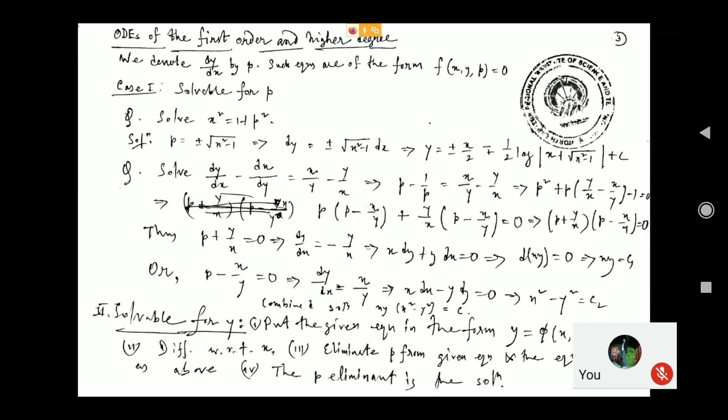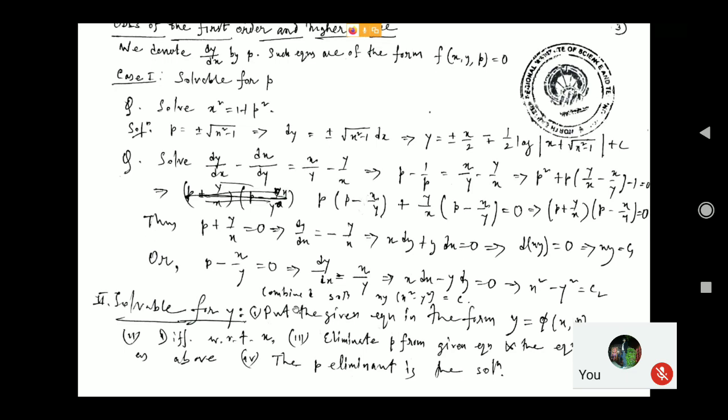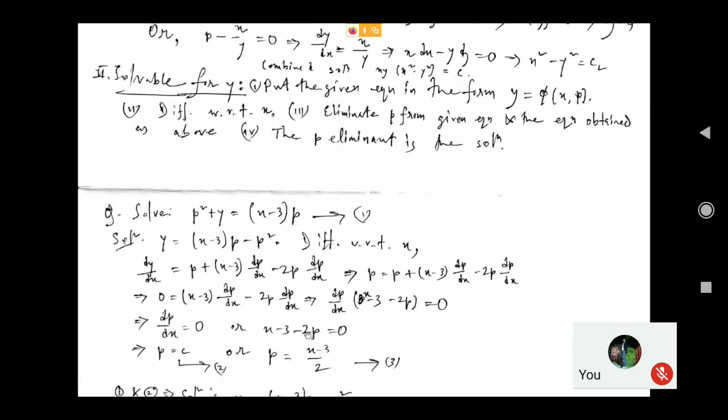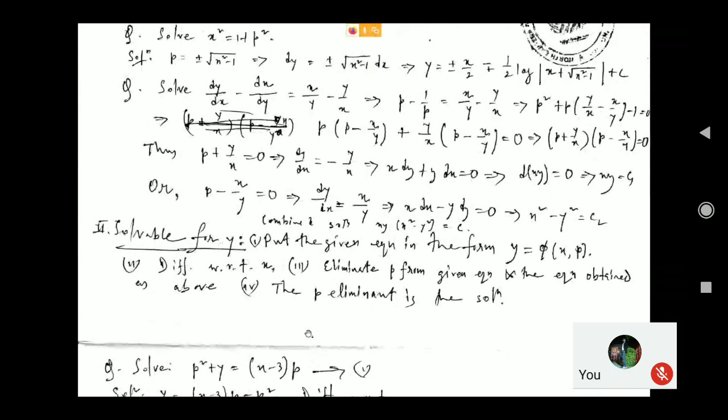Now we discuss ordinary differential equations of first order and higher degree. Previously, all were first order and first degree. Now we discuss first order and higher degree. Particularly, we will discuss three cases in this category.